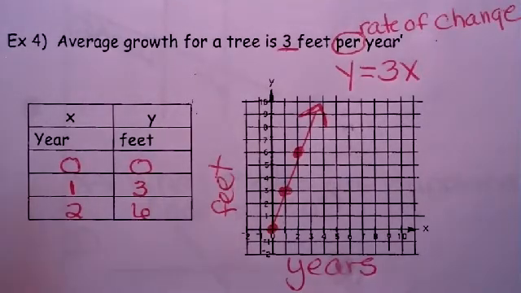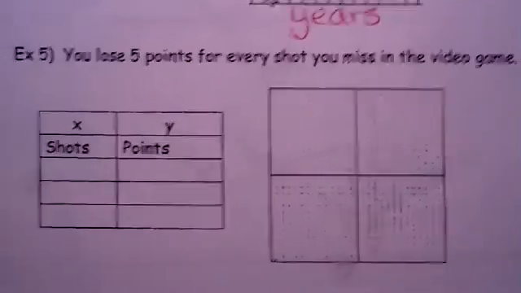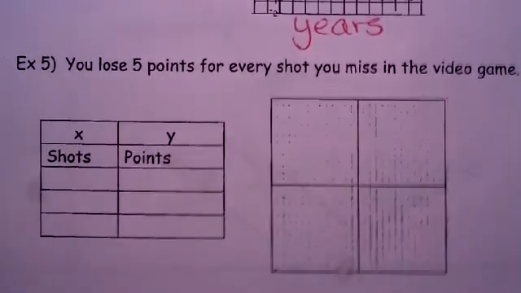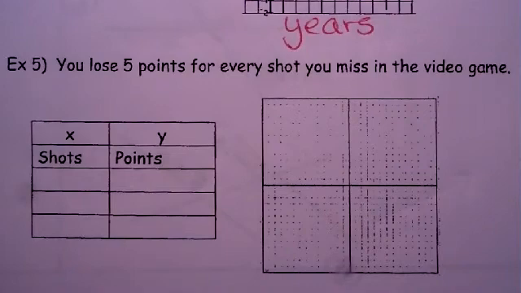Now, example 5 is different. And you're going to see this as you read the problem. Example 5 says you lose 5 points for every shot you miss in the video game. Ooh, it's kind of like number 3, but different. In number 3, we got 4 points for every time we hit something. Now it's saying if we don't get it, we lose 5 points.